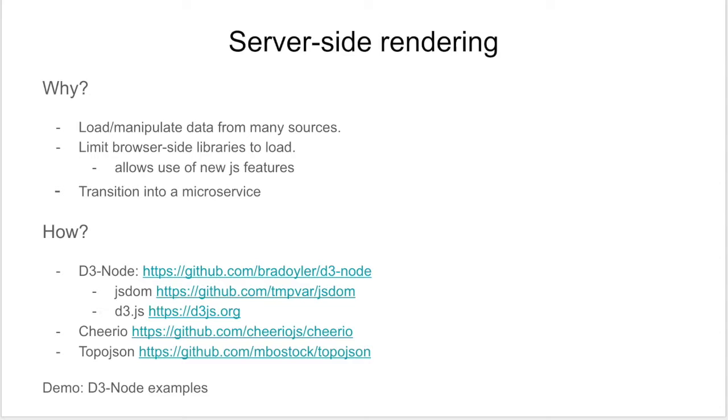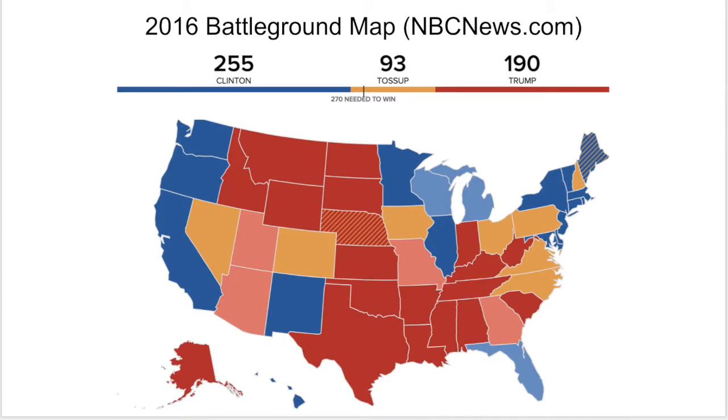Cheerio is basically server-side jQuery. So that's another tool that you can use with D3 Node. We use this for our Battleground map. There's a legend and this data up top. Every time we render that SVG, we only render it once, and then we update.